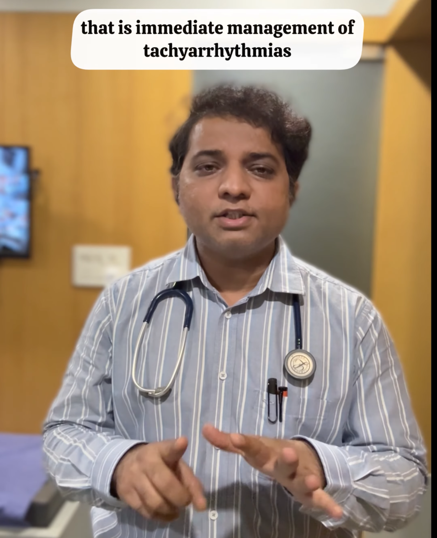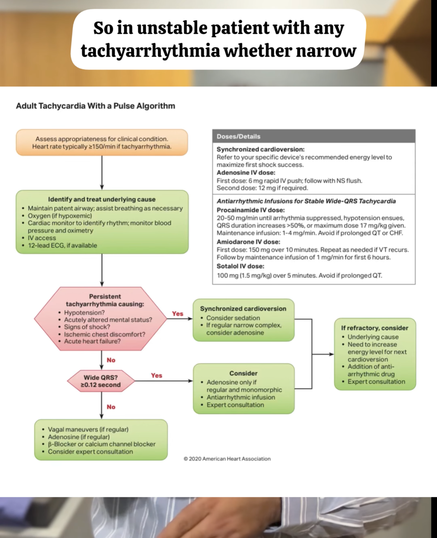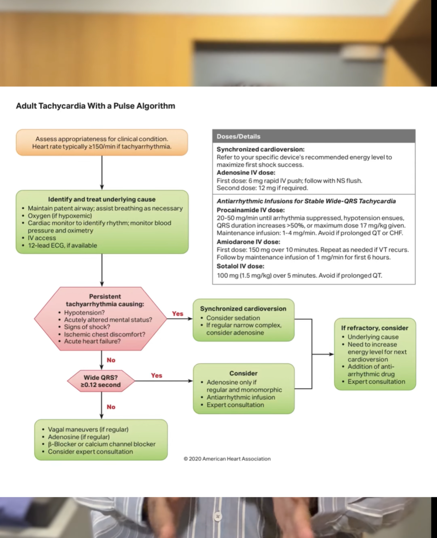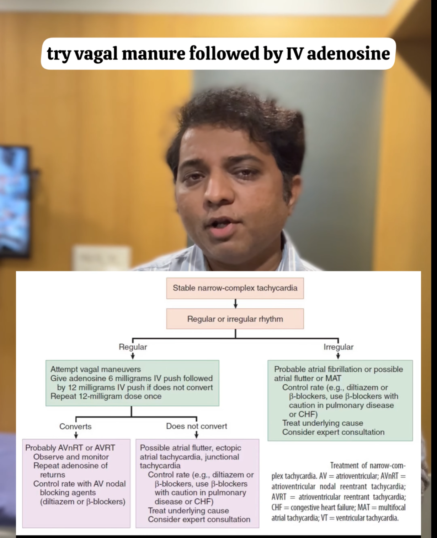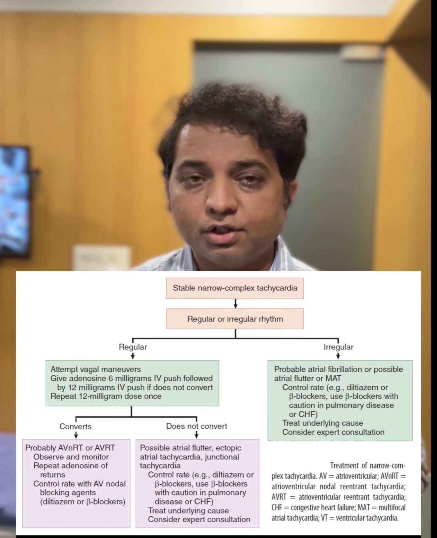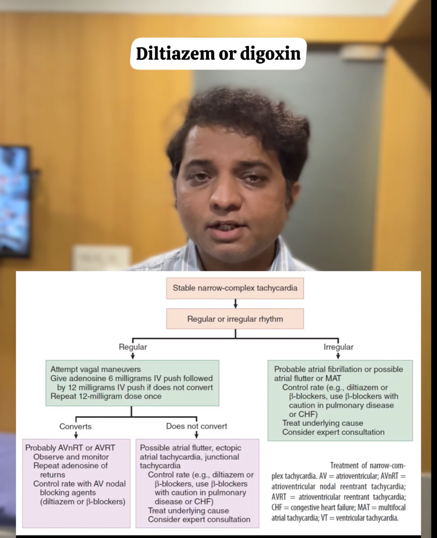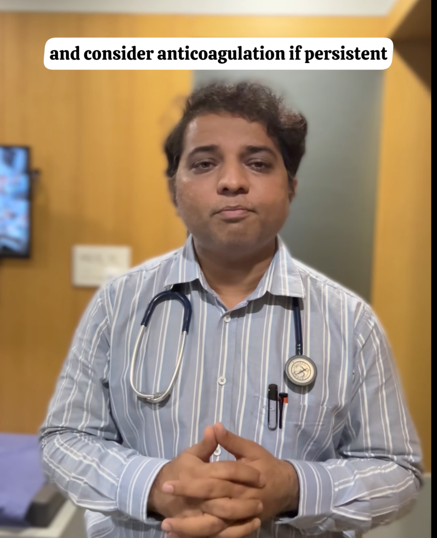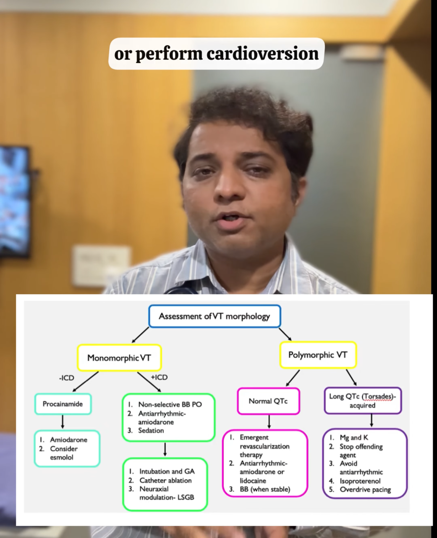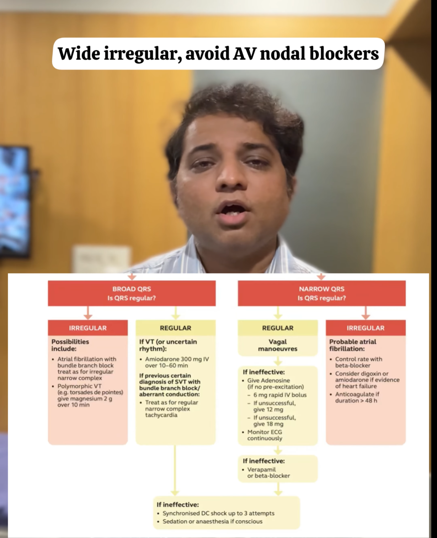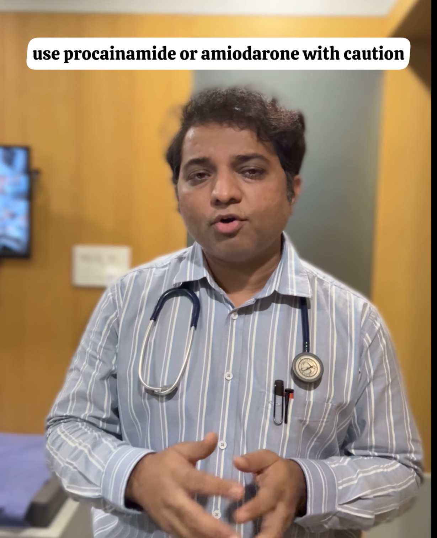Now step number 6, that is immediate management of tachyarrhythmias. In an unstable patient with any tachyarrhythmia, whether narrow or broad complex, the first line treatment is synchronized DC cardioversion. For stable patients with narrow regular tachycardia, try vagal maneuver followed by IV adenosine if no contraindication. Narrow irregular, like atrial fibrillation, we have to control rate with beta blockers, diltiazem or digoxin, and consider anticoagulation if persistent. Then wide irregular, we have to assume it as VT, give IV amiodarone or perform cardioversion. Wide irregular, avoid AV nodal blockers. If suspected pre-excited AF, use procainamide or amiodarone with caution.